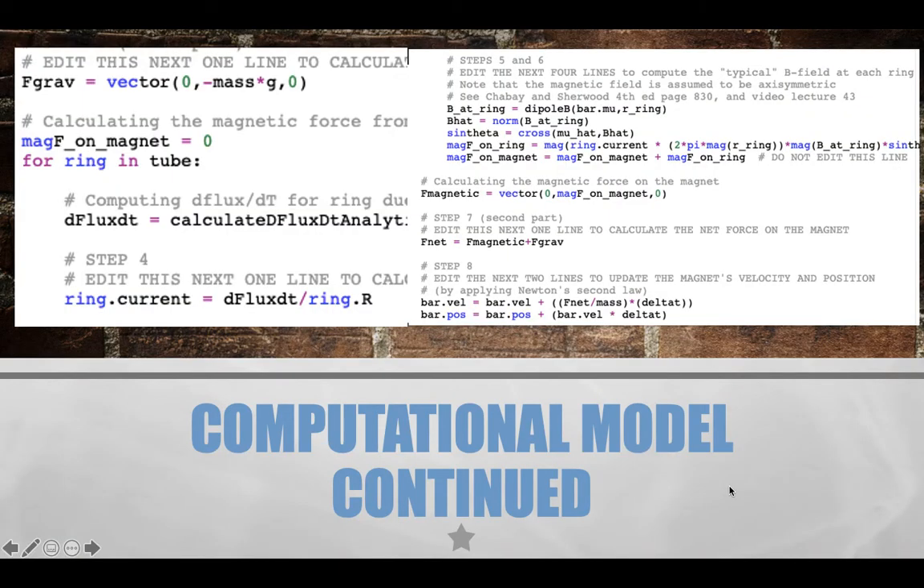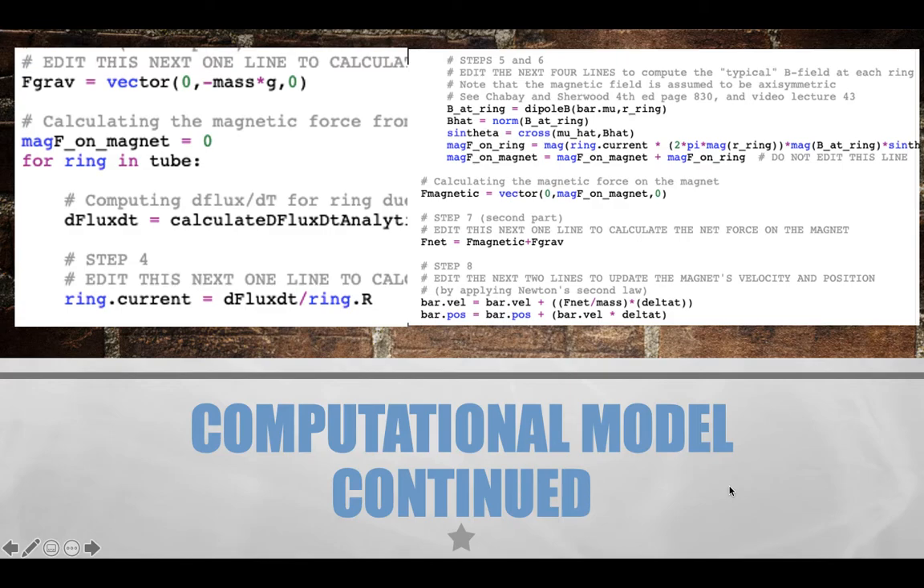To continue the computational model, we then calculated the magnetic force from the magnet. To do this, we used the d flux dt function, and then we found the current based on the d flux dt by dividing it by the ring resistance, in congruence with Faraday's law. Finally, we computed the typical B field at each ring through the tube. To do this, we used the dipole B function that we had made in Lab 3, and then we crossed this with mu. We also multiplied this by the current of the ring and 2 pi times the magnitude of the ring, and that gave us the magnitude of the force on the ring from the magnet.